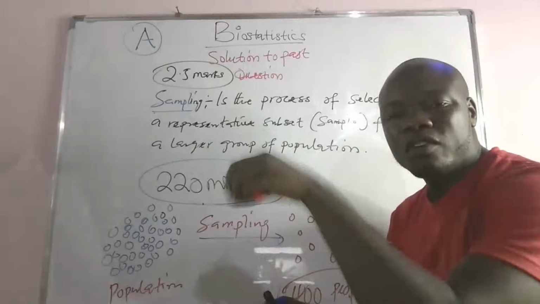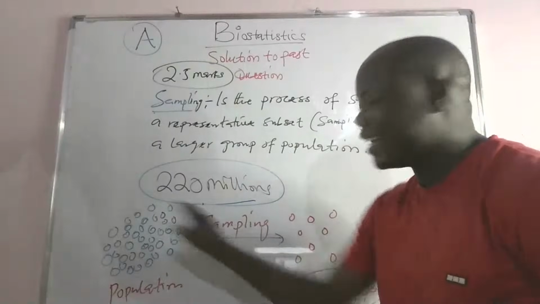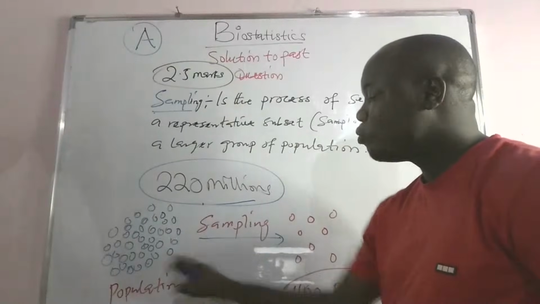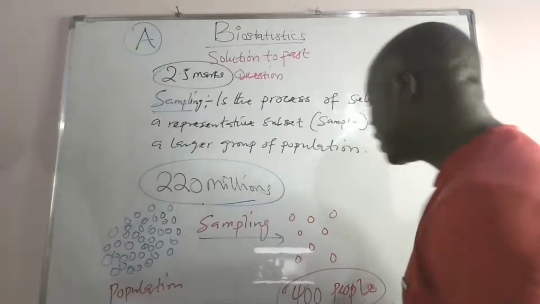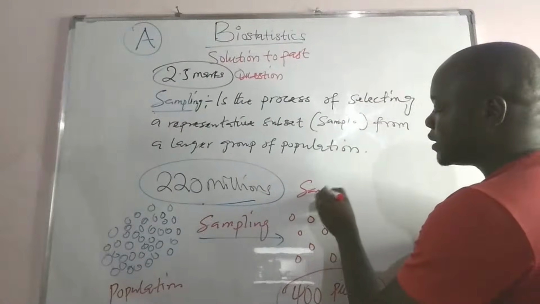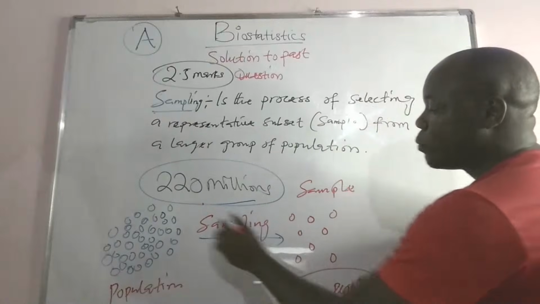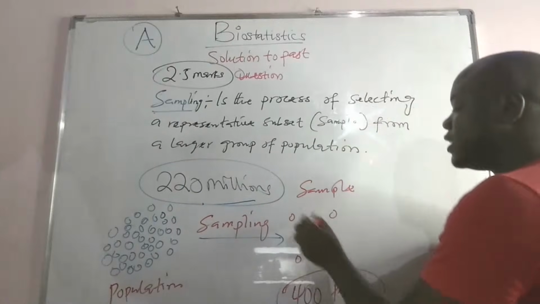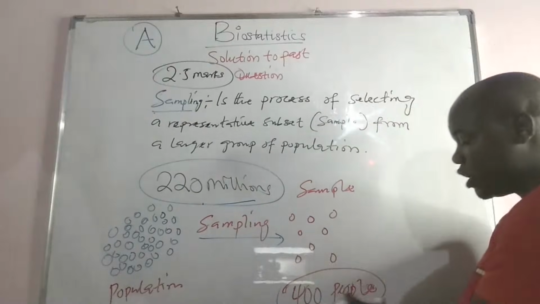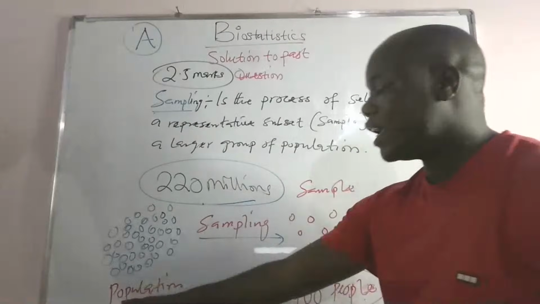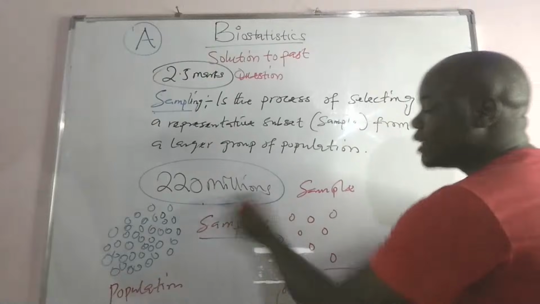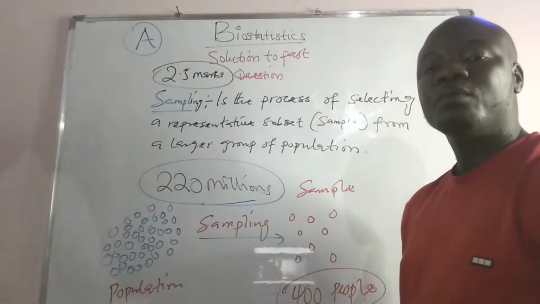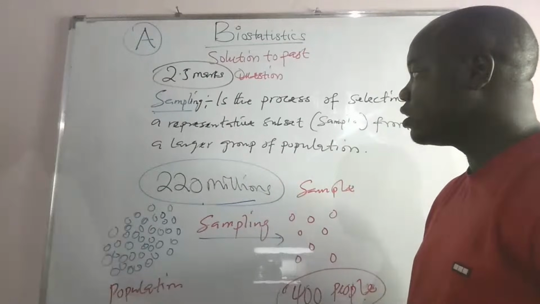So the number of individuals that are selected from this entire population to be used for the study is called the sample. So this is the sample. The process of selecting these 400 people from the entire population of Nigeria is what we call sampling. Please, do you understand the meaning of sampling?